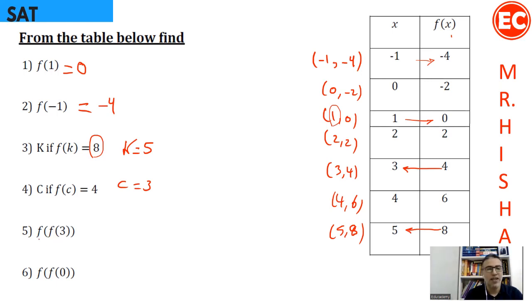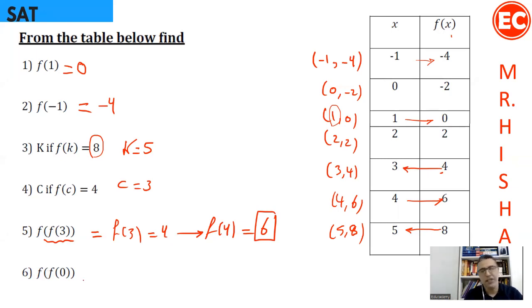But now, what is f of 3? F of 3 first is equal to 4. Then I figure out f of 4. F of 4 is equal to 6. Again, what is f of 0? F of 0 is equal to negative 2. So I am looking for f of negative 2. And f of negative 2 does not exist. So it is undefined in this table.